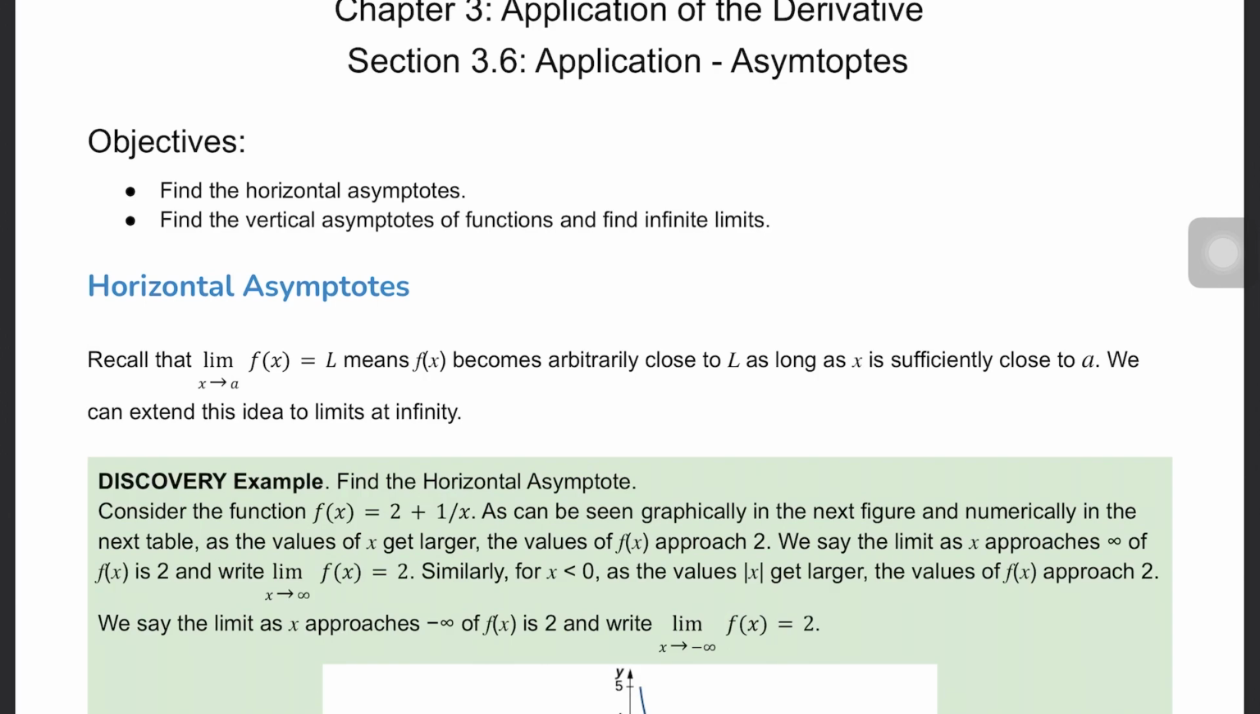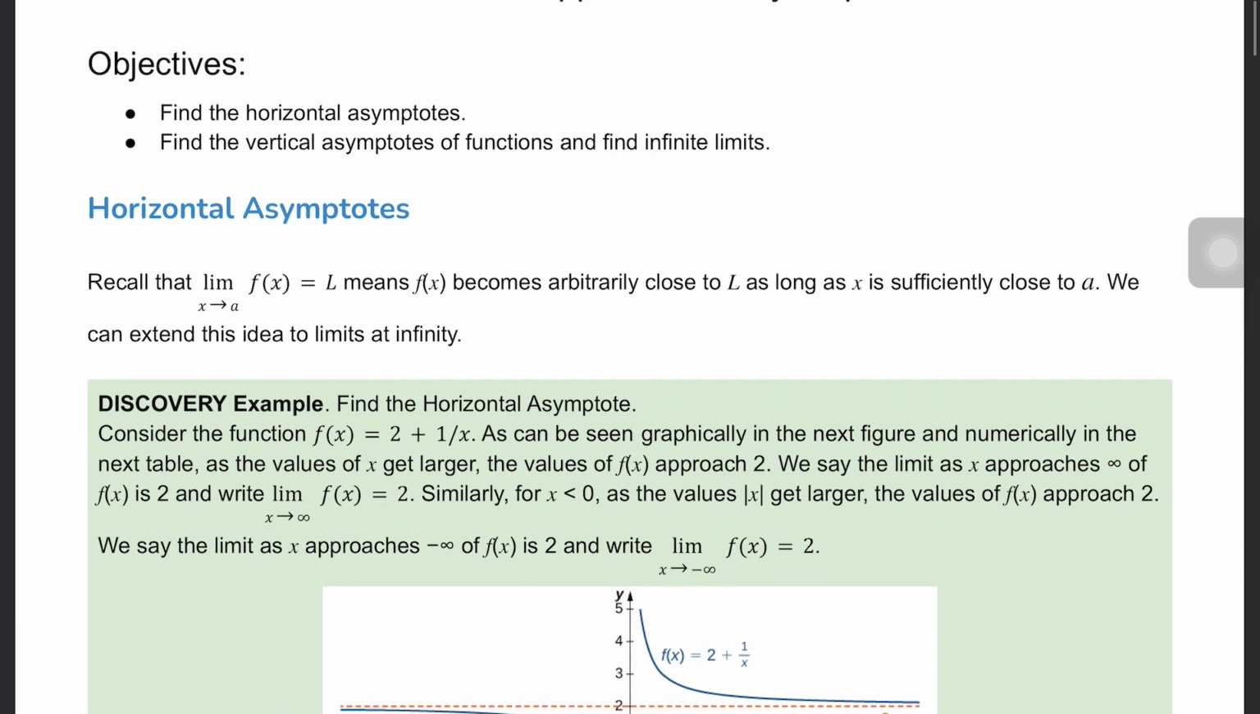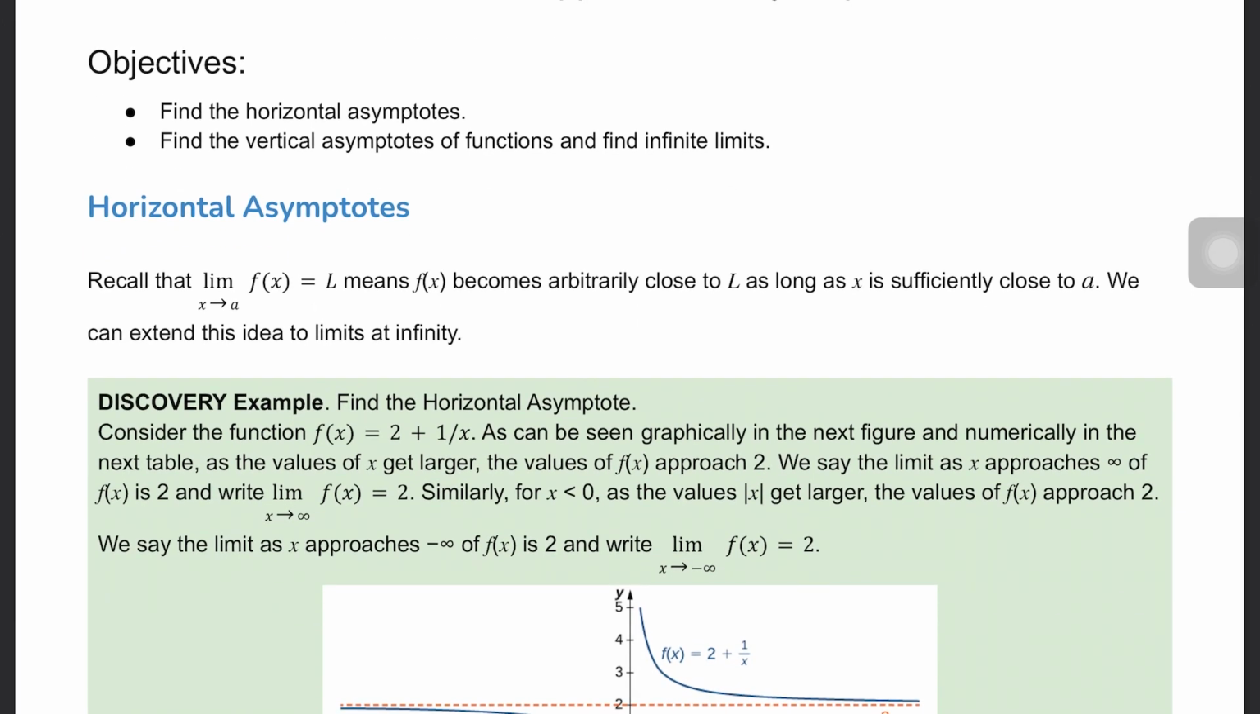So let's jump in. The first one is let's find out the horizontal asymptote. What is the horizontal asymptote? How do we define that in calculus?